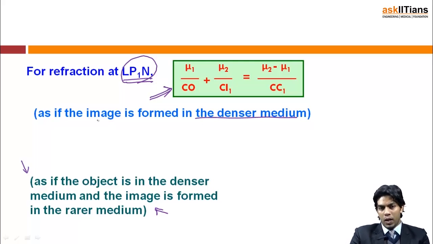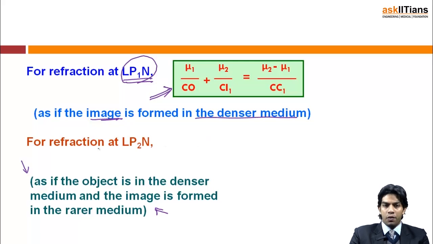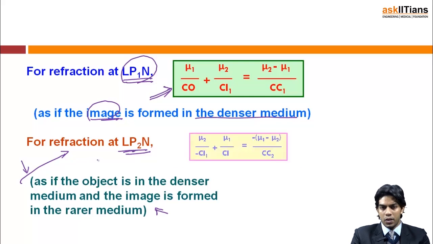So the image which is formed because of the first surface will now act as the object for the second surface, right? For the refraction at LP2, now this image will act as an object. This image will now act as an object for this surface. So that's why, as if the object is in the denser medium.